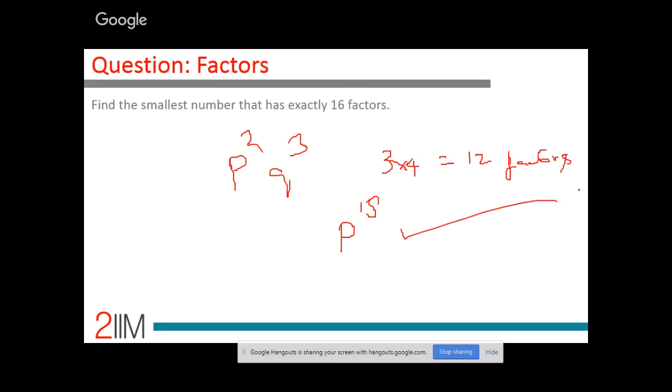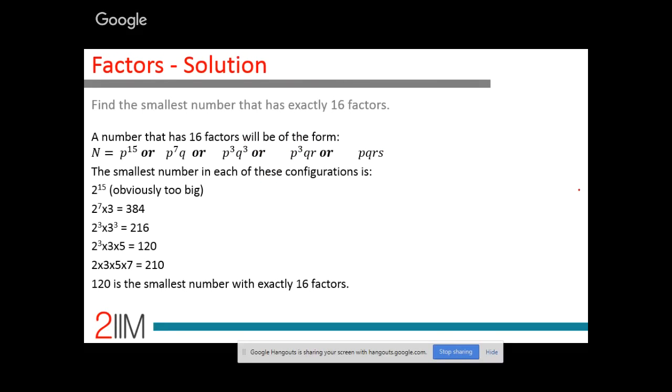So find the smallest possible natural number in each of these prime factorizations, and then we are good. Looking at p power 15, p power 7 into q, p cube q cube, p cube qr, or pqrs. And so for p power 15, the smallest number is 2 power 15. We don't even have to compute this. This looks like a giant number. 2 power 7 into 3 again looks large.